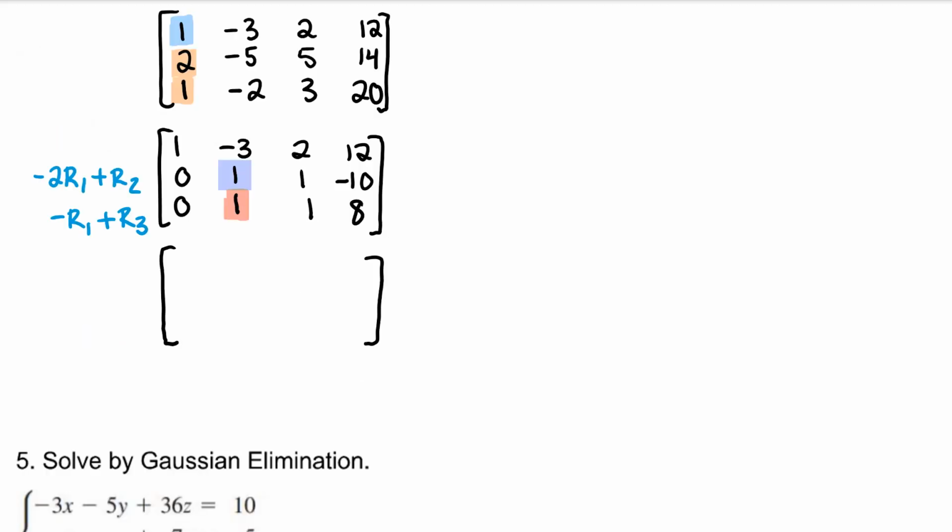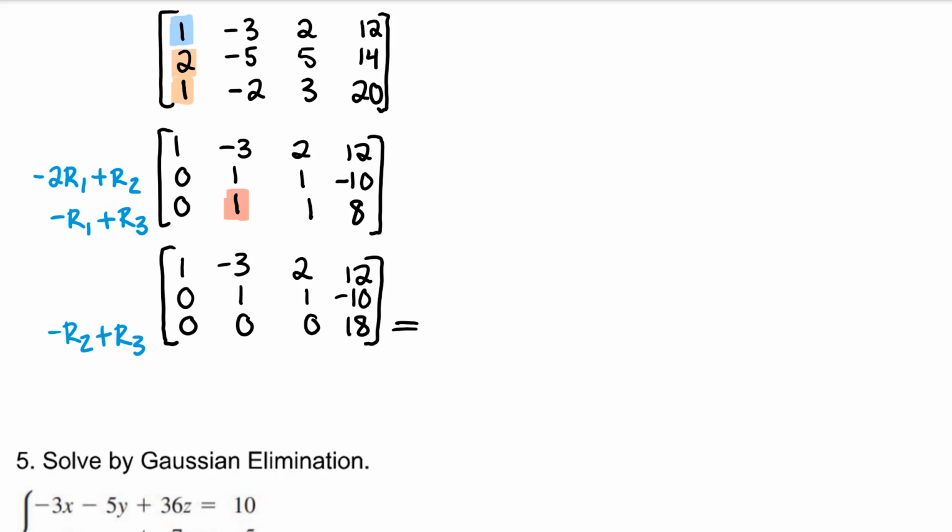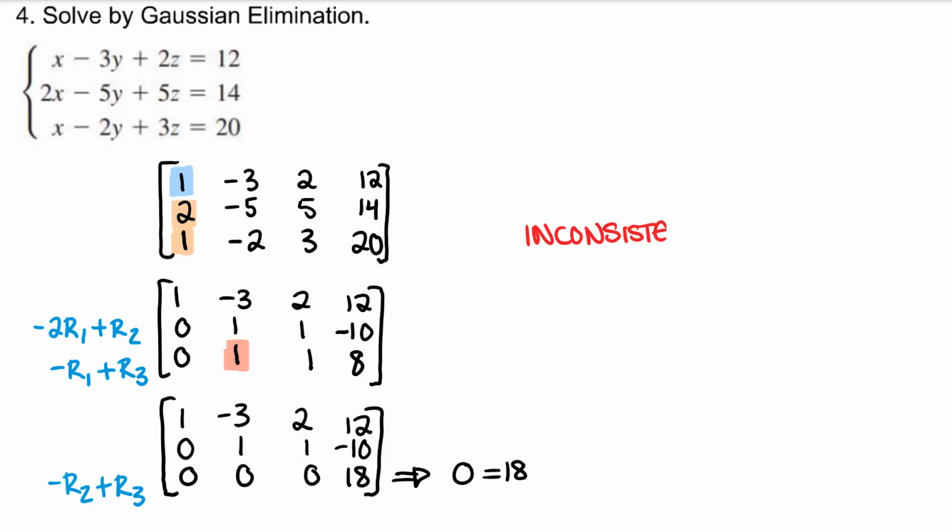Conveniently, that also gives us a leading 1 in row 2, so we'll use that to eliminate the 1 in row 3 below it. Uh-oh, if we rewrote this as a system of equations, it would say 0 equals 18. That's not true. So this is an inconsistent system, and there is no solution.